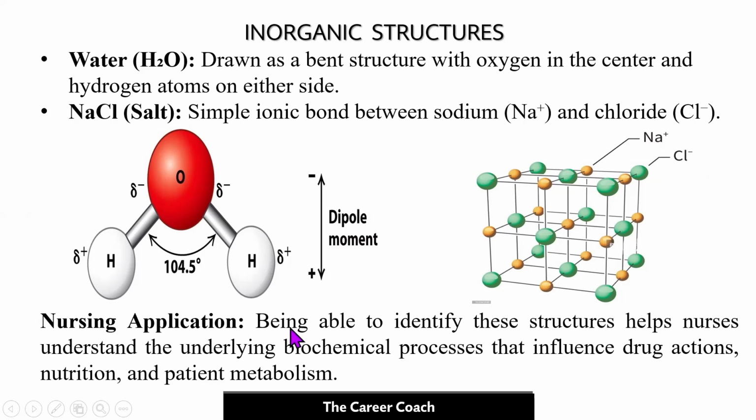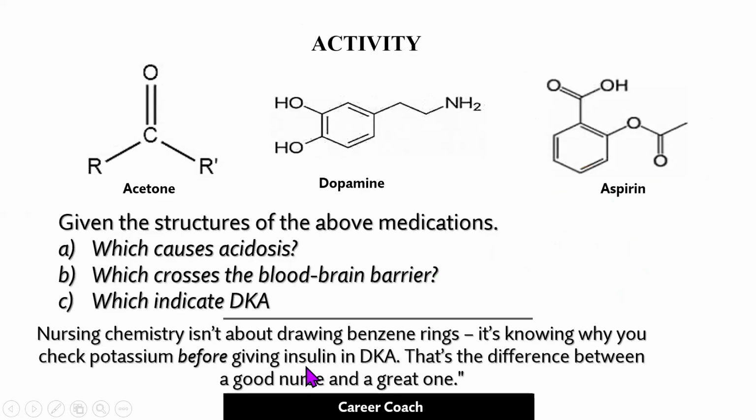Nursing application. Being able to identify this structure helps nurses to understand the underlying biochemical processes that influence drug action, nutrition, and patient's metabolism. Activity. This is a diagram of acetone. Alkyl group with a central carbon double bonded to oxygen is acetone. You can see the structure of dopamine, and you can see the structure of aspirin.